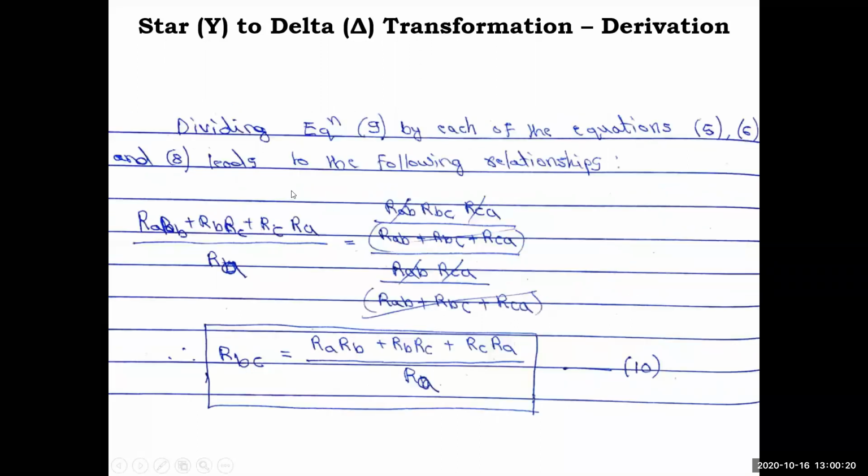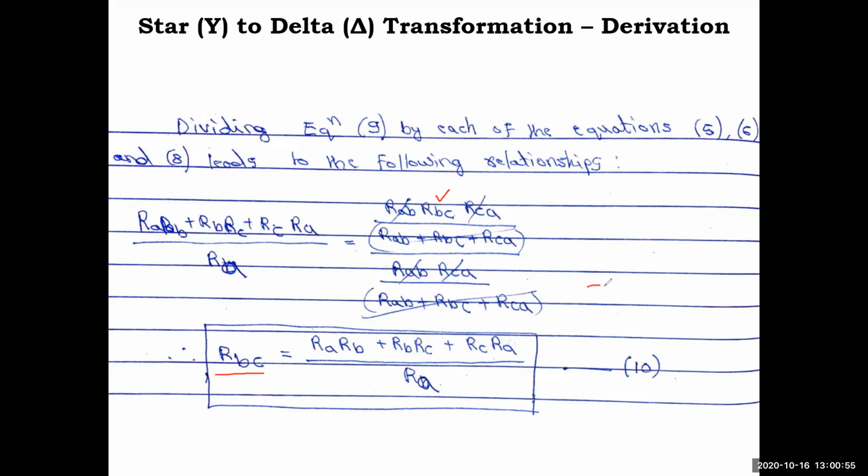Okay, dividing equation 9 by each of the equations 5, 6 and 8 leads to the following relationships. Okay, so respectively we are doing equation 5, we had RA. So RA I have written in the left side, and on the right side I am substituting RAB RCA by this. So these two terms cancel out, RAB RCA cancel out. So what is remaining here? RBC. So I can write the expression for RBC now, that is the delta network. So what we are finding now is the delta network, that is RBC.